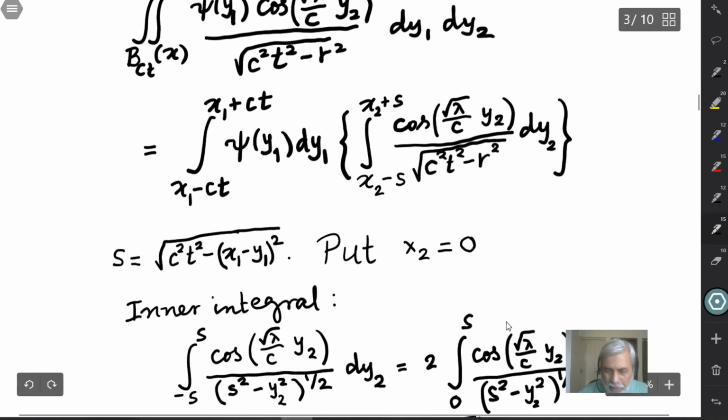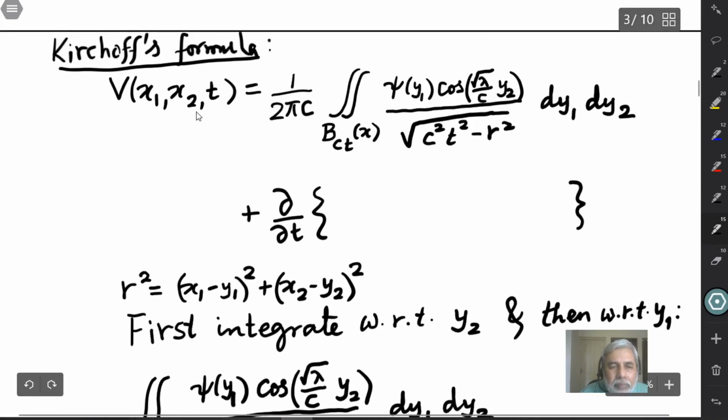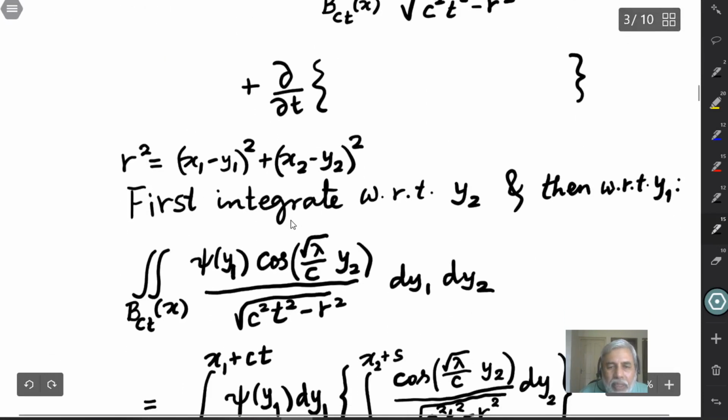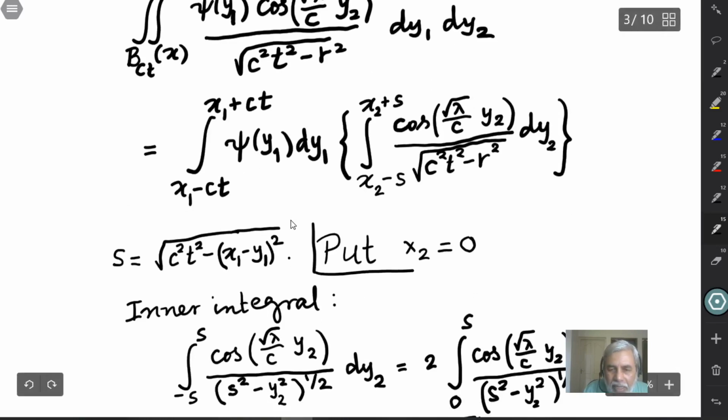Now comes the important part. We are not interested in this solution V in the entire x1, x2 plane, but we are just interested in the line x2 equal to 0. Just remember that.